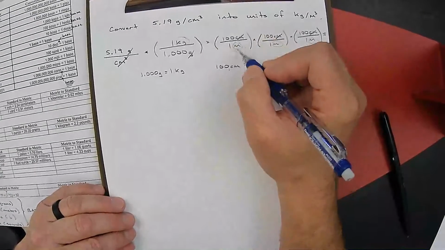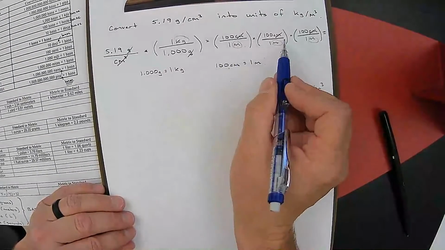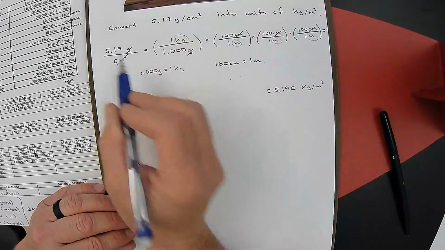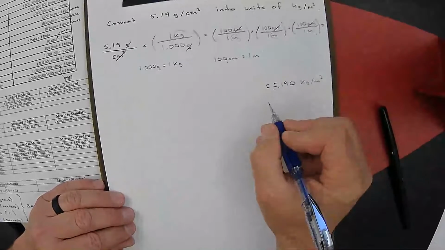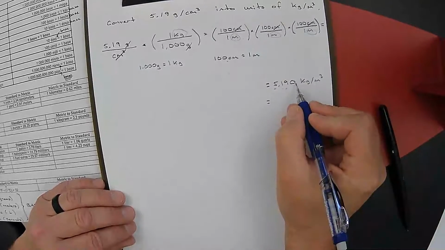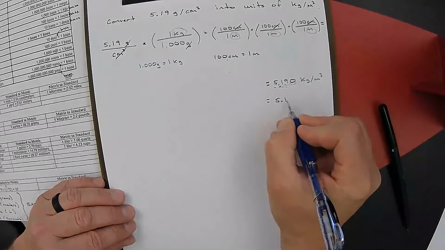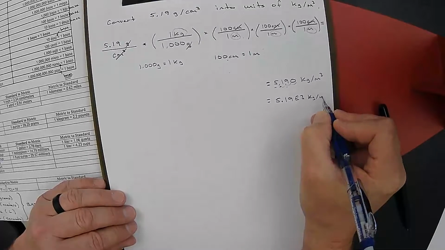Anytime you're using a conversion factor, those have an infinite number of significant figures, so you don't even think about those. 5.19 has 3 significant figures, so my answer should have 3. So the 5, the 1, and the 9. I move the decimal 1, 2, 3 places, and it becomes 5.19 e to the 3rd kilogram per meter cubed.